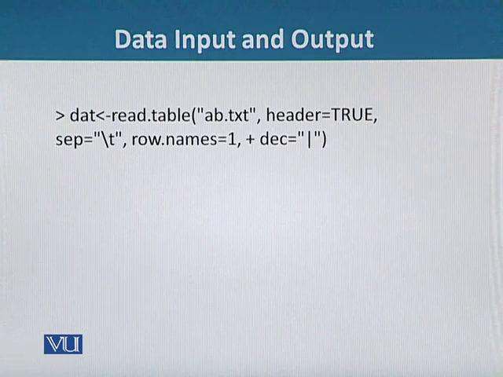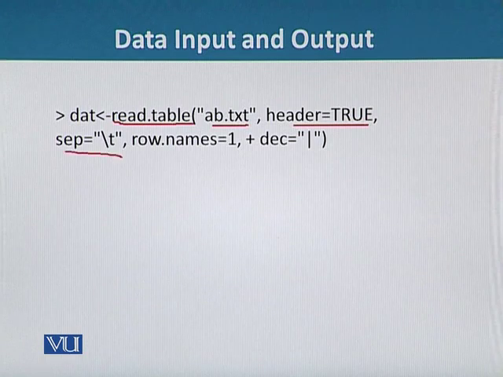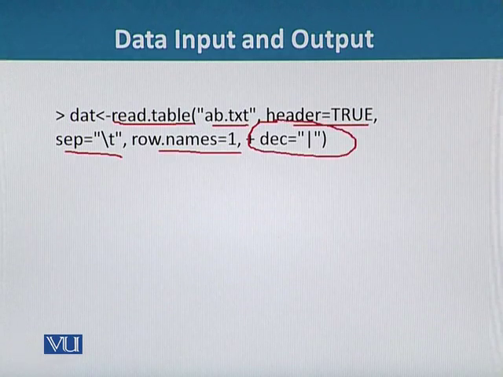We see the same command we saw previously, read.table. This is the name of the file, this is the header, then the separator and the same row names. But this is the addition to the command, because the delimiter is not the dot, and we have to tell the command which type of delimiter is present.